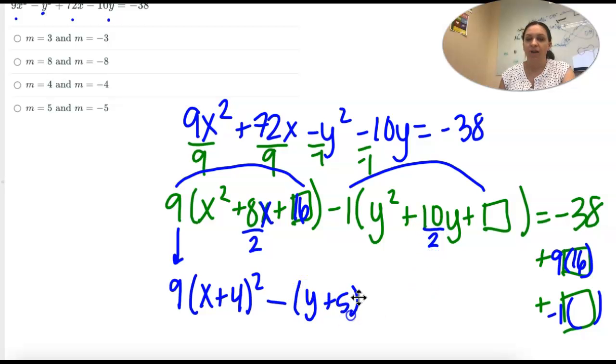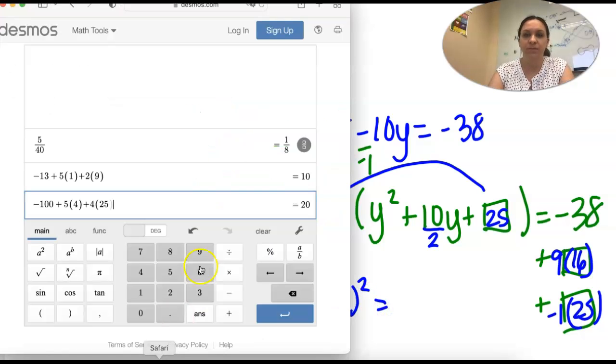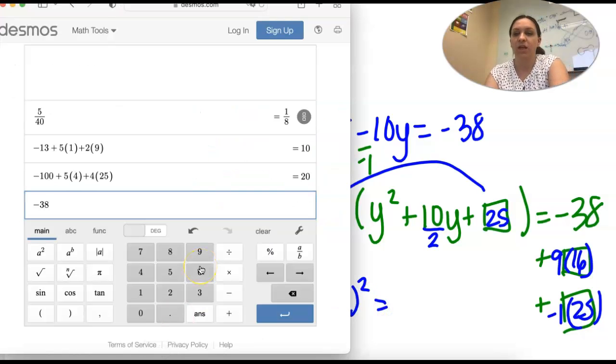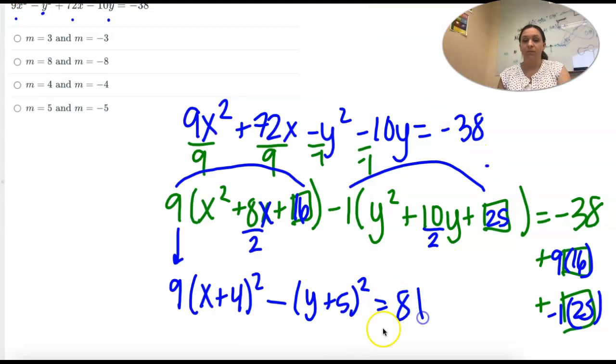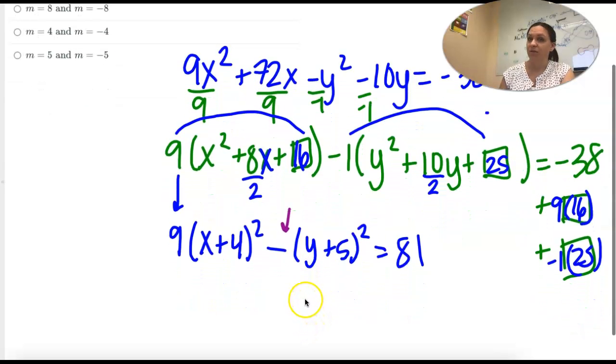y plus 5 squared. 5 squared is 25. Equals -38 plus 9 times 16 minus 1 times 25, 81. So notice we have to have the minus here; it's not an ellipse, wrong section. Hyperbola. That's why I pulled out the negative.